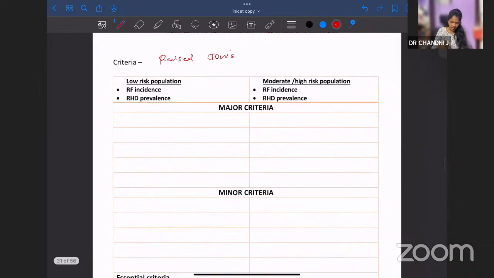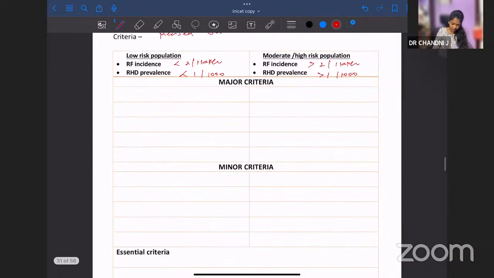Low risk is based on the rheumatic fever incidence and rheumatic heart disease prevalence. Okay. When incidence is less than 2 per 1 lakh population, you call it as low risk. When incidence is more than 2 per 1 lakh population, you call it as high risk. RHD prevalence less than 1 per 1,000 cases, you call it as low. More than 1 per 1,000 cases, you call it as high. So RF, RHD, this you have to know.